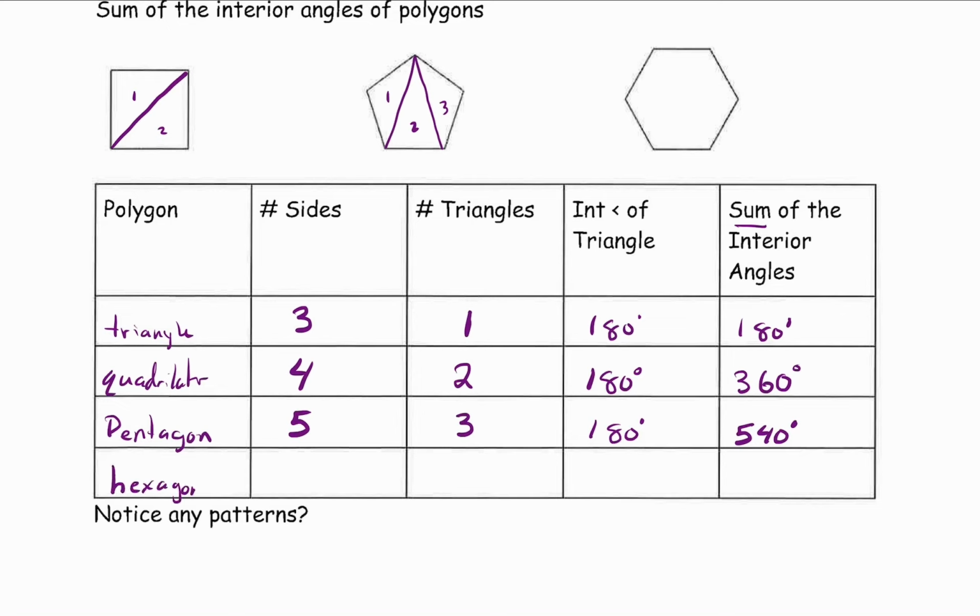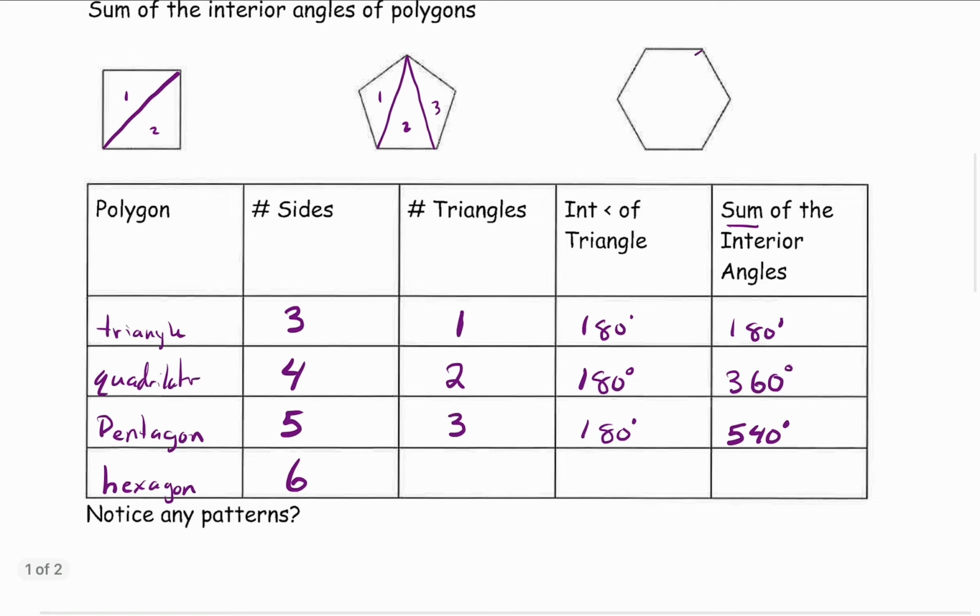So we have a hexagon, which has six sides. So we're going to take one of these vertices, and we're going to draw the diagonals. And we can see that there are now 4 triangles. Triangles always add up to 180. So now we're going to see that we have 4 triangles, each one's 180, so we're going to have 720 degrees in total.